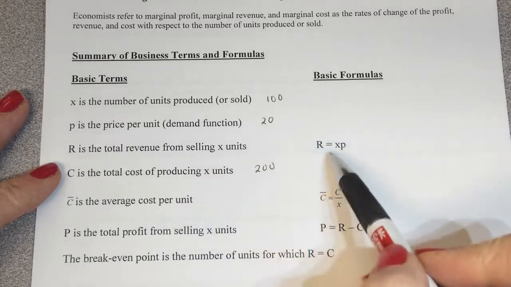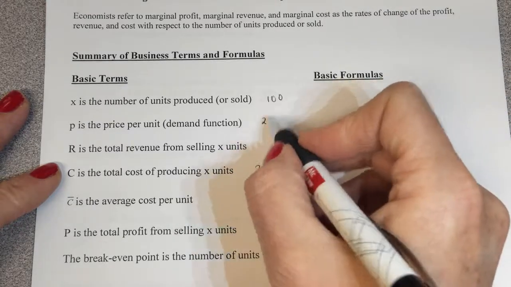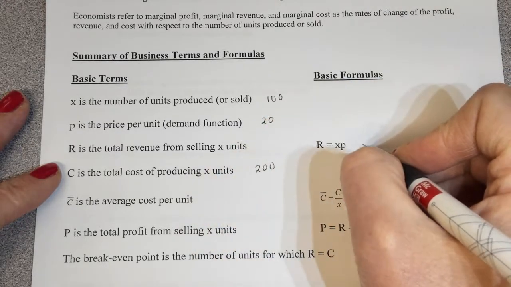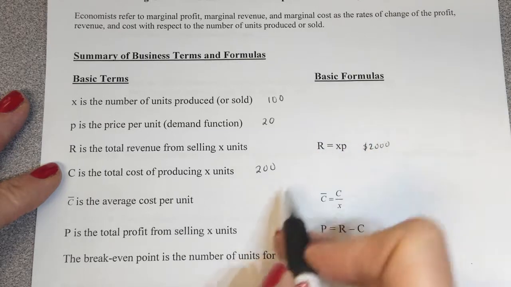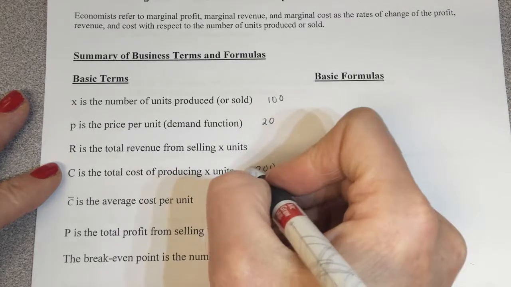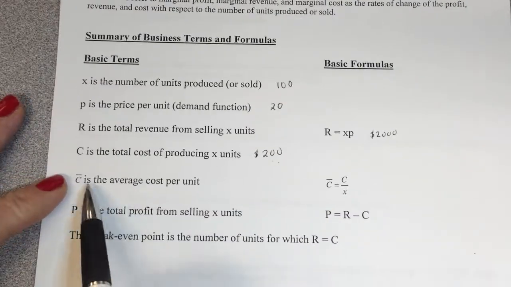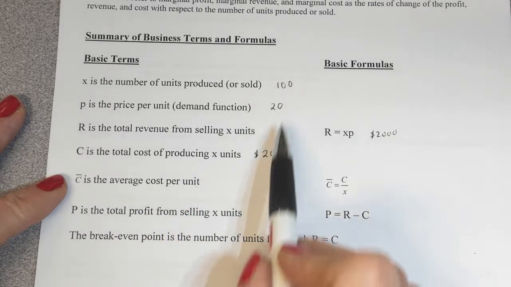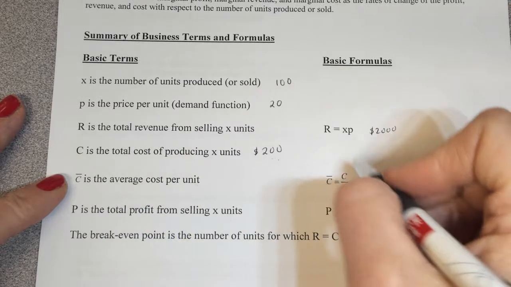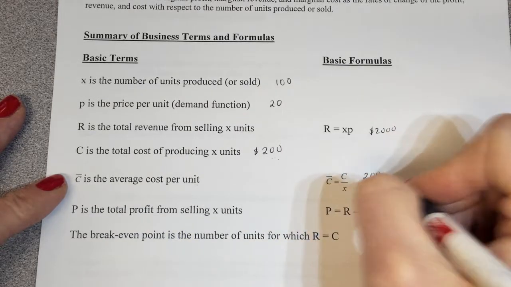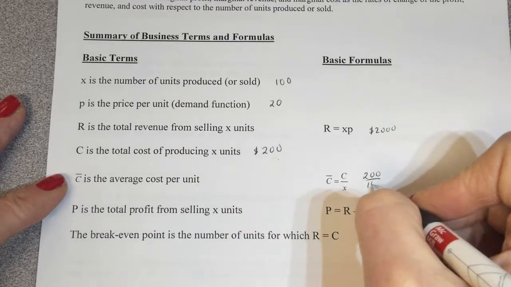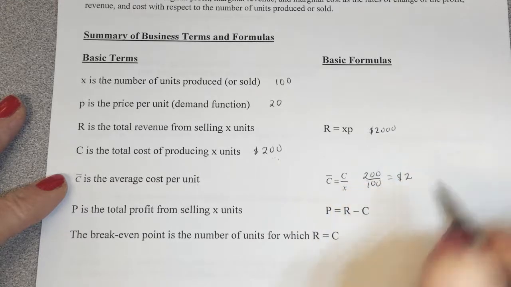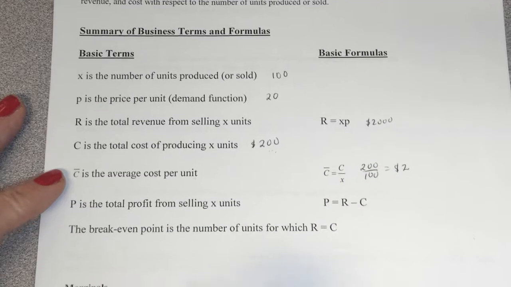So right now, our revenue, like we said, X times P, is 2,000. Our cost was $200. So then if we want to find the cost per item, we would just have to do 200 divided by 100. Our cost was 200 total for this big box of hoodies. There are 100 of them in there. So our cost is $2 per.